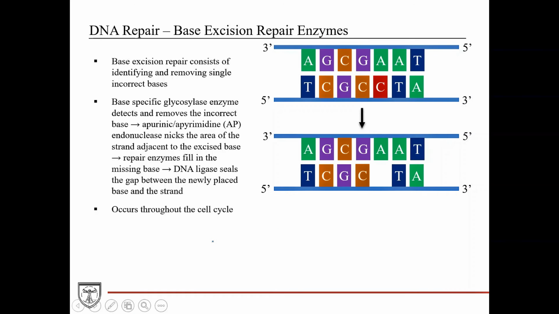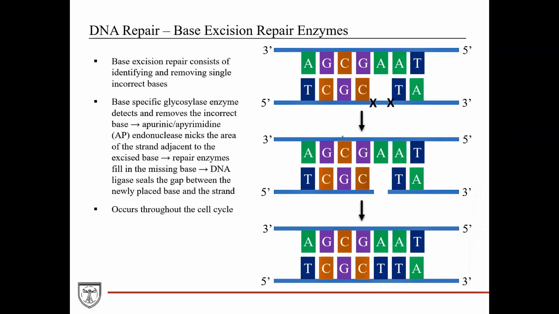So now base excision repair, this is a very specific mechanism. So it consists of identifying and removing a single incorrect base. So you can see that here, you have cytosine that's in place of a thymine here. So the mechanism here is that you have base-specific glycosylase enzyme, which is specific to this repair mechanism. So each base has its own glycosylase enzyme that detects and removes the incorrect base. So you'd have one that's specific for cytosine here. It would detect this cytosine that shouldn't be here. It would remove it. So then you have it removed here.